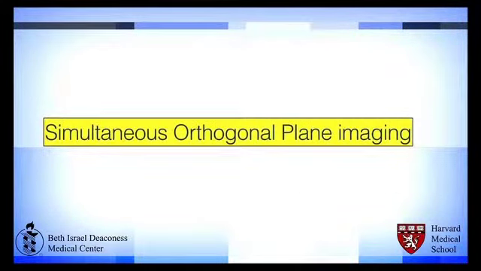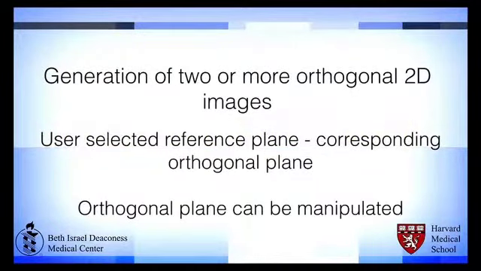Simultaneous orthogonal plane imaging, while it's not as sexy as the rest of the 3D imaging modes, is useful clinically and is beginning to be used more often as we delve into structural heart disease interventions that require real-time imaging guidance. What it gives is a user-selected reference two-dimensional plane, and a corresponding orthogonal plane is generated at the same time. It's generally one, but some manufacturers allow multiple orthogonal plane generation. Now, the position of the orthogonal plane can be adjusted and altered not only in the elevational plane but also in rotation.